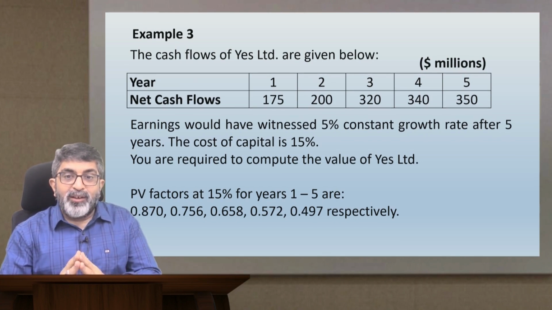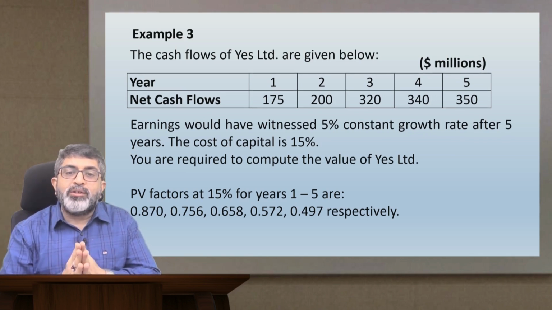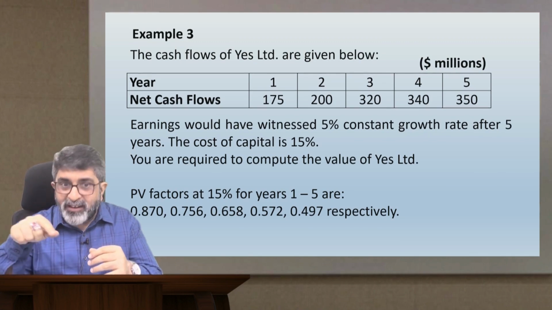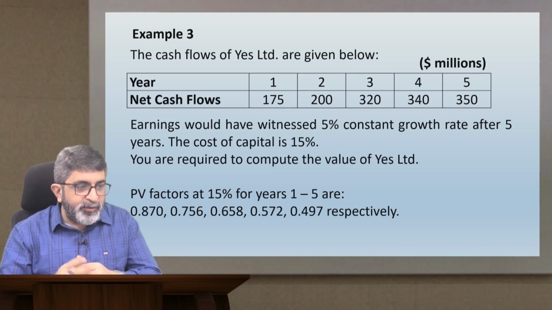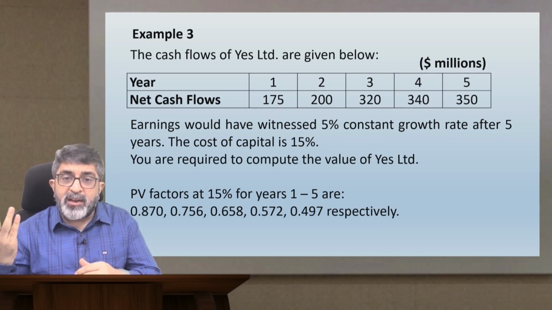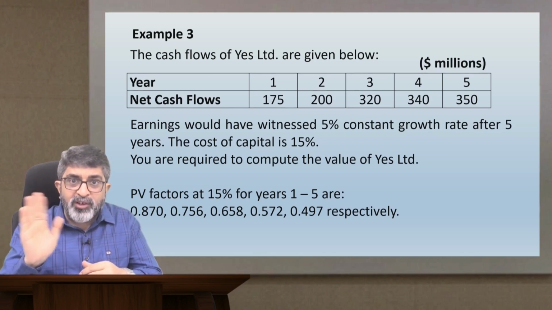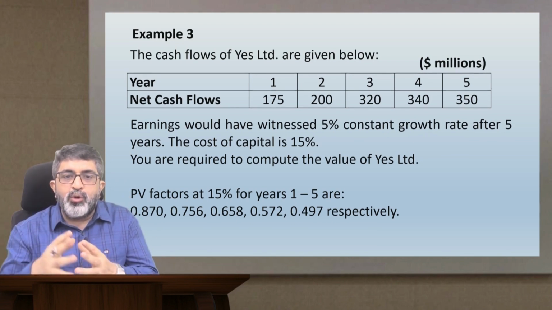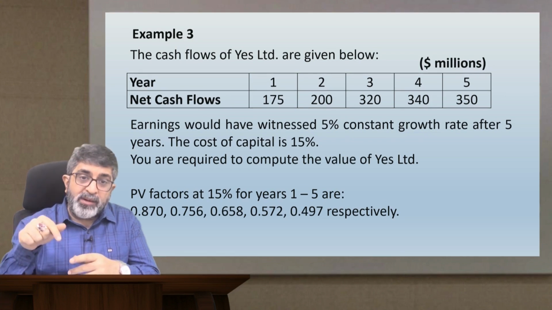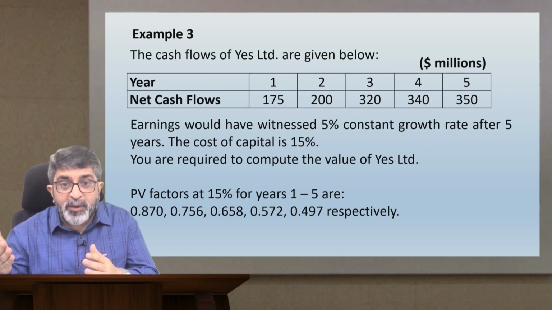But look at one thing, right from the beginning, we don't find a constant growth in the cash flows. Look at the pattern of cash flows. Year 1, $175 million. Year 2, it is $200 million. Year 3, $320 million. We find that the cash flows are growing, but they are not growing at a constant growth rate, correct? It is evident. Without using calculator, you can say that there is no constant growth that we are observing. However, after 5 years end, the cash flows will constantly grow at 5% every year.